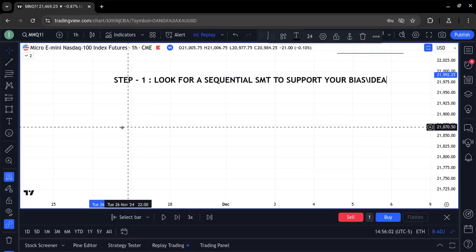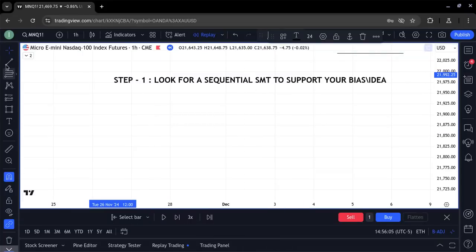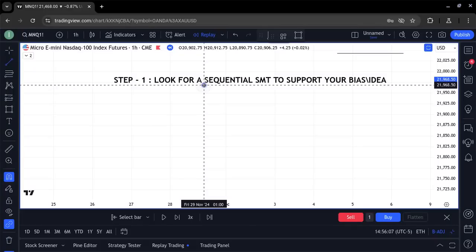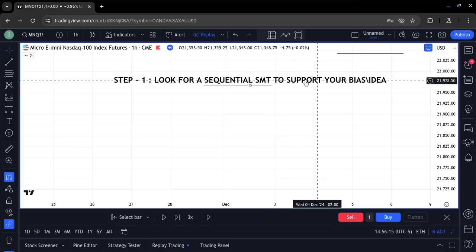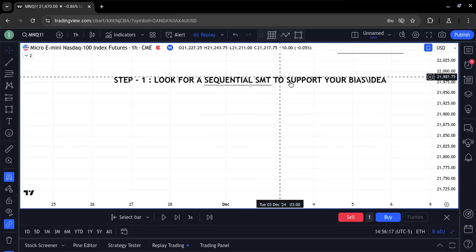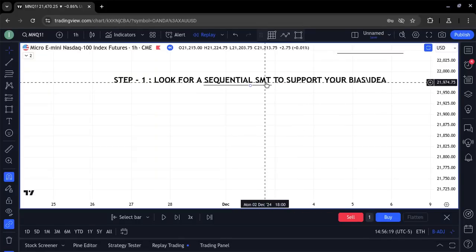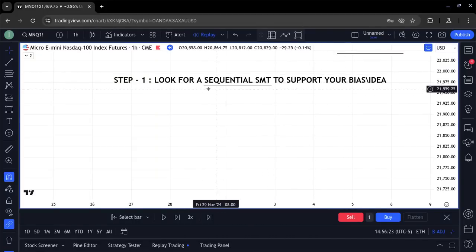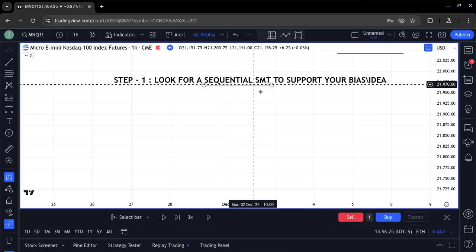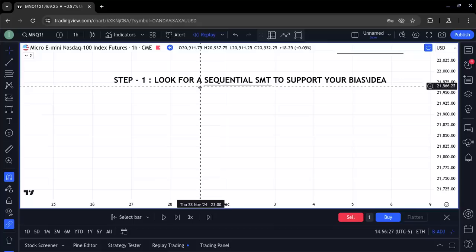If you do not have this, trust me, and I'm speaking from experience, your bias or your idea will be less probable. The probability of the idea will drop down significantly if you do not have this. I'm not talking about a normal SMT, I'm talking about sequential SMT.